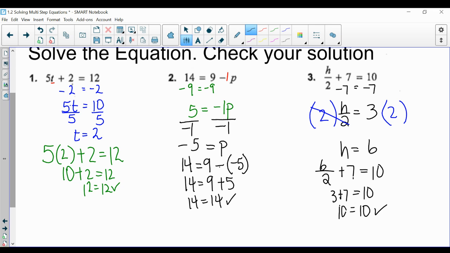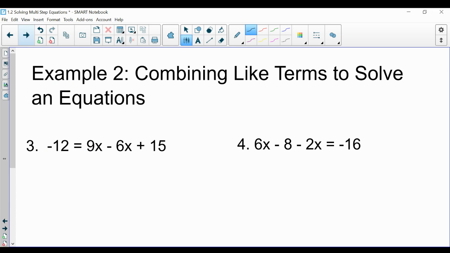Okay, so let's do another one. So that was example 1. All 3 of those were kind of the same. So we're going to do another one, example 2. So go ahead and write these down. So now we're going to combine like terms. We're going to simplify the expressions. Simplify the expression on the one side.